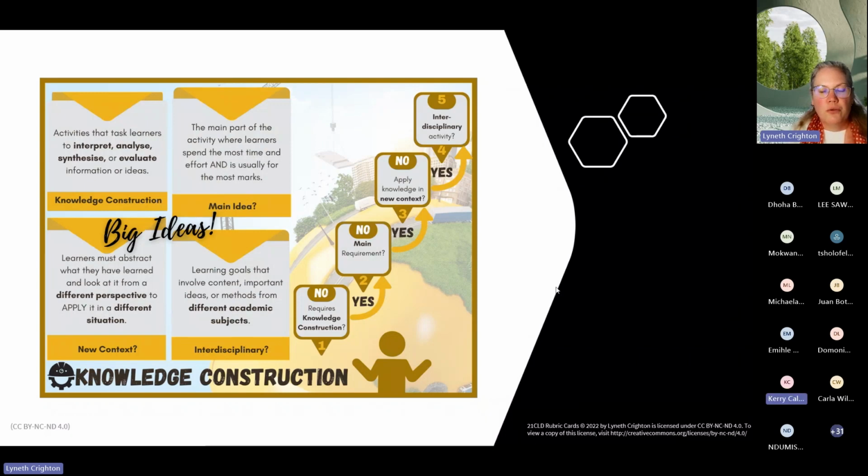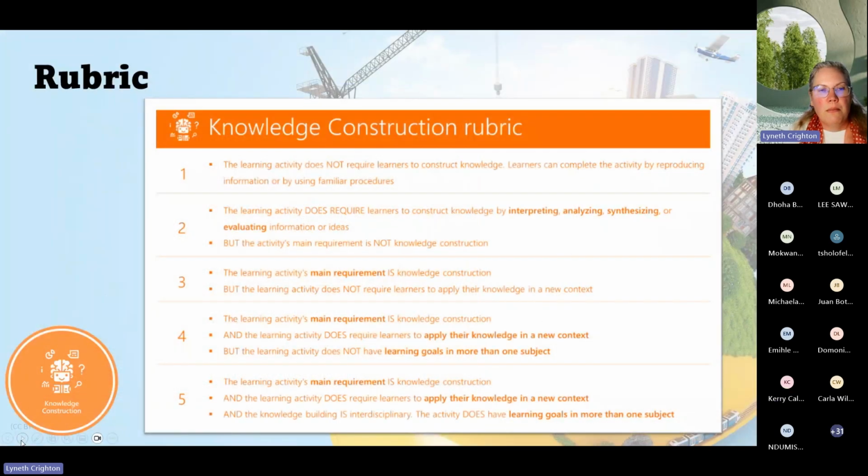So Microsoft's rubric, they have 2 versions of the rubric. The first version is the Word version, which is also available. There's a tree version underneath, a decision tree, but the version that does words basically poses the sentences, and it starts with level 1, where it says the activity does not require learners to construct knowledge. Learners can complete the activity by reproducing information or using familiar procedures. Okay, and then it moves on.